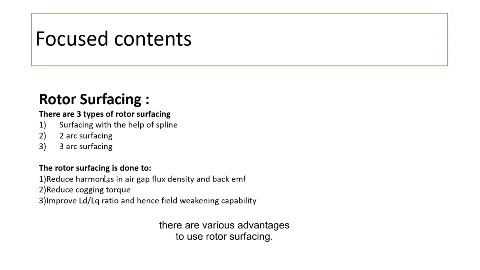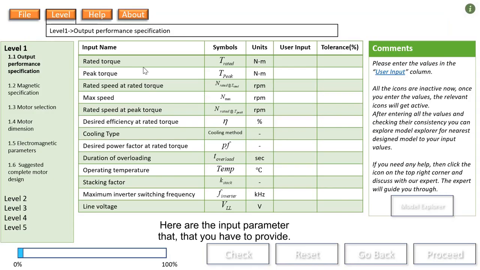There are various advantages to using rotor surfacing. It reduces harmonics in the air gap flux density and the back EMF, reduces the cogging torque, improves the Ld by Lq ratio, and enhances field weakening capability. Let's proceed. Here are the input parameters that you have to provide.